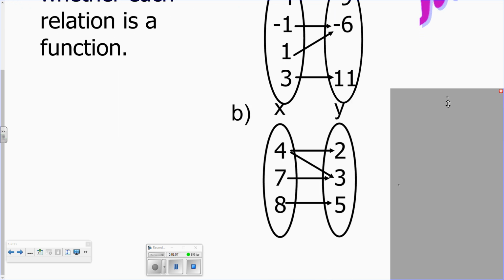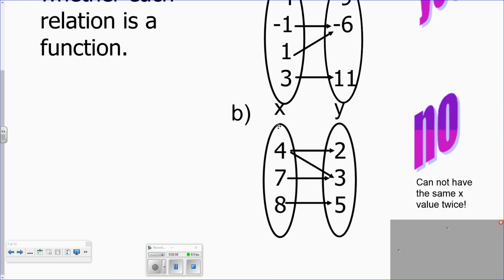But as you can see, the second one would not be considered a function because if you look at 4, this 4 is going to 2 different numbers. It's going to 2 and it's going to 3. It's okay for the y values to be repeated, but it is not okay for the x's to repeat.